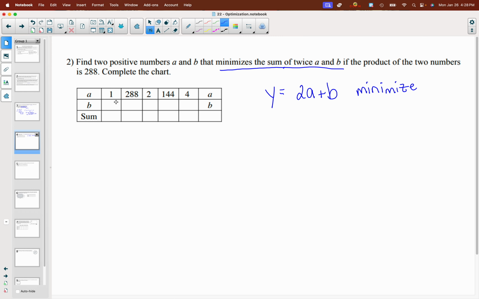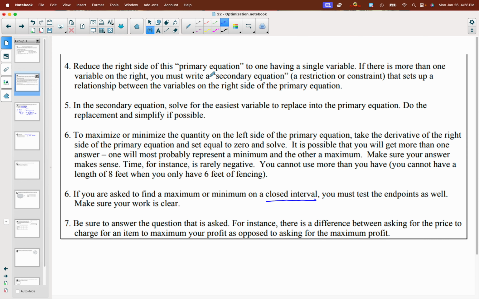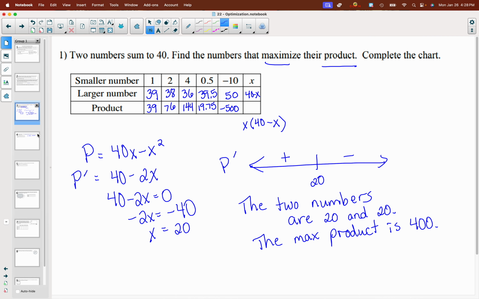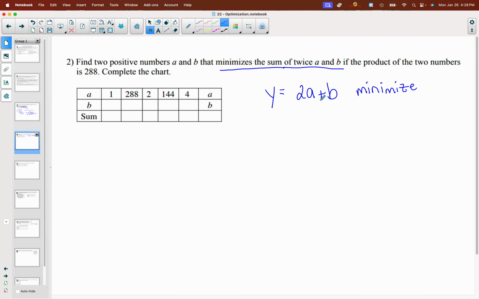Now, one of the things you'll notice in our directions was you really only want to have a single variable. So if there's more than one variable, then you need a secondary equation to relate the two variables. So that's the case here because I have two variables. I'm told that the product of the two numbers is 288.